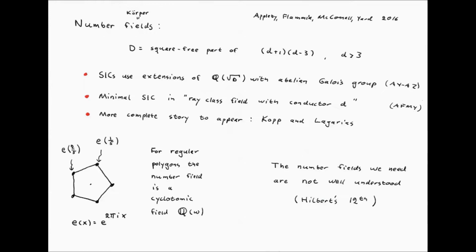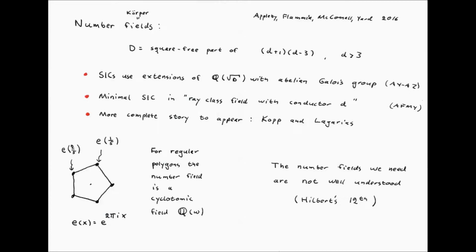This is sort of a game changer, because they figured out what number fields are relevant to SICs. That's a stupid name for physicists. I have to tell you that there's a much better name in German. These are number fields, or Körper in German. So for every SIC, the square free part of (d+1)(d-3) always comes in. d is assumed to be larger than 3 here.